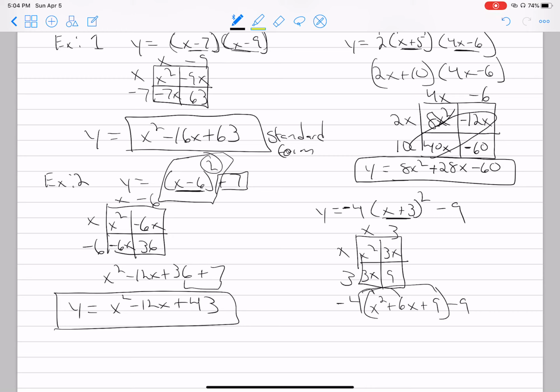Now I got to distribute this thing through. Negative 4x squared minus 24x minus 36 minus 9. And finally, I gotta combine those, which gives me the final answer of negative 4x squared minus 24x minus, what's that, 45?